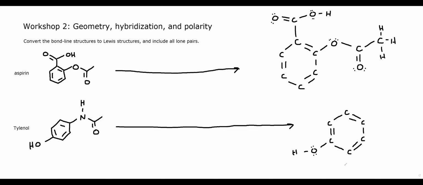Let's throw in those lone pairs right now while we're there. And on the exact opposite side, we have N connected to a carbon, connected to a CH3. And that carbon also has a C double bond O. Let's throw in oxygen's lone pairs. The nitrogen has a hydrogen, and the nitrogen should have 1 lone pair as well. So there's the Lewis structure for Tylenol or acetaminophen. Again, oxygen should have 2 lone pairs, nitrogen should have 1 lone pair.